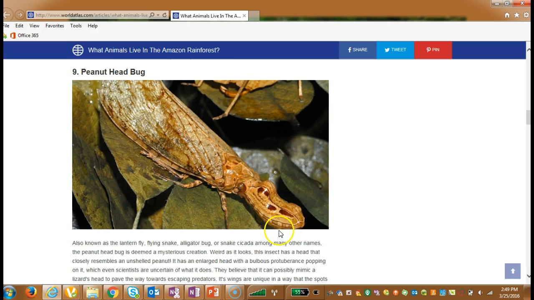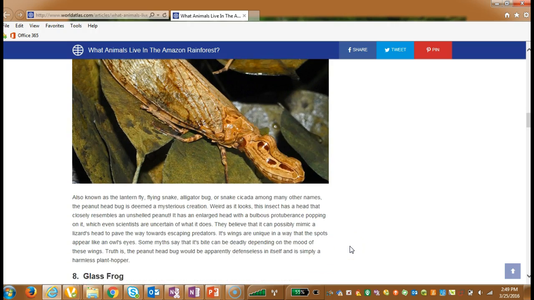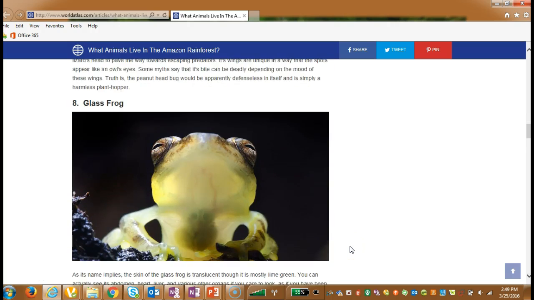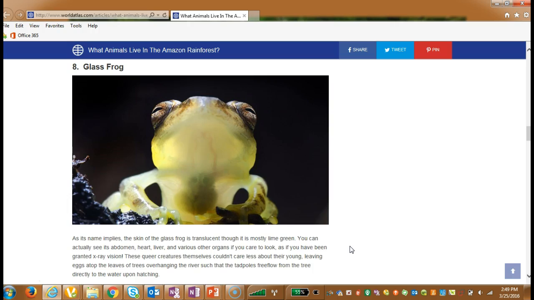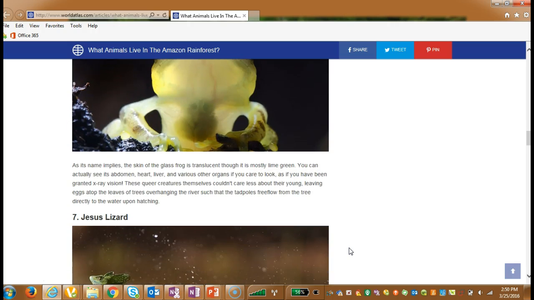This one is a funny looking bug. He's called the peanut head bug. And if you look right here at his head, I bet you can guess why. This frog is really neat looking. He's called a glass frog. And you can see his insides. His body is translucent or transparent. That means you can see through. So that's how he got his name, glass frog.